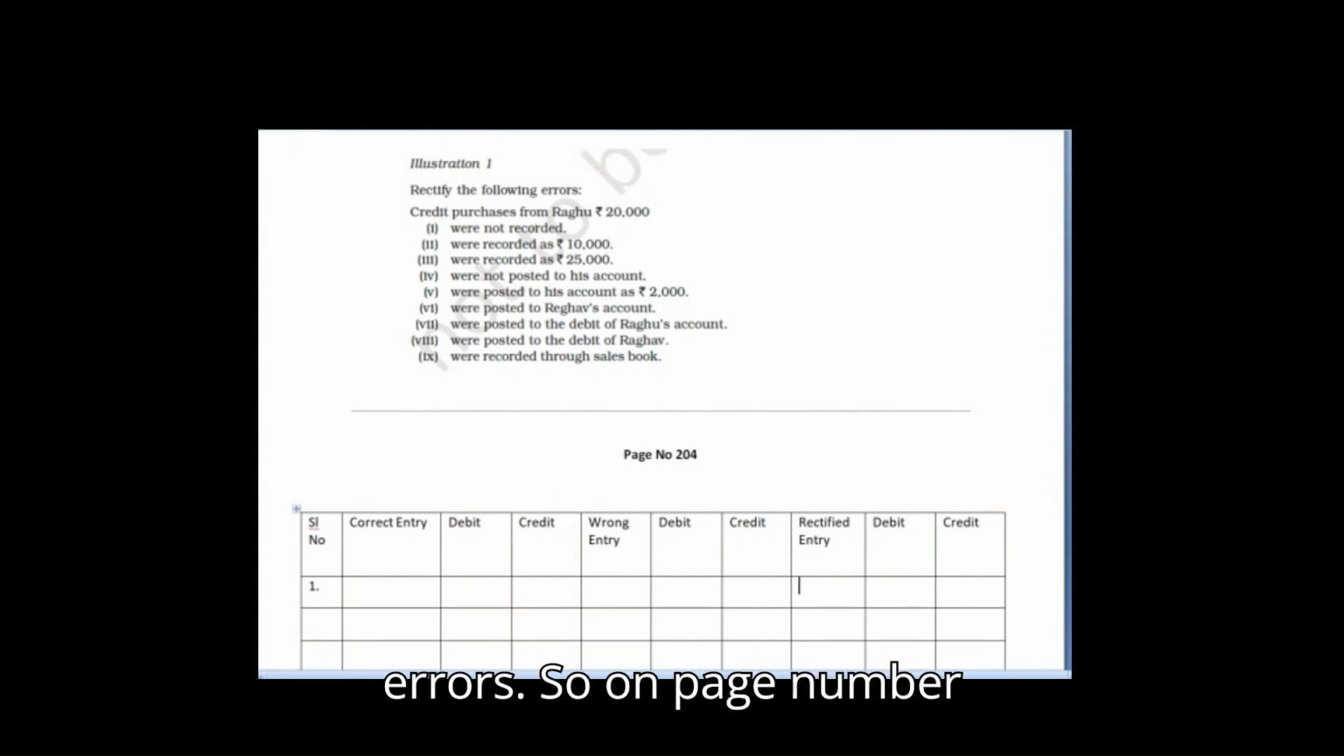So today we are going to look at the sums on rectification of errors. So on page number 204 of the NCERT textbook, which is there on your NCERT website.